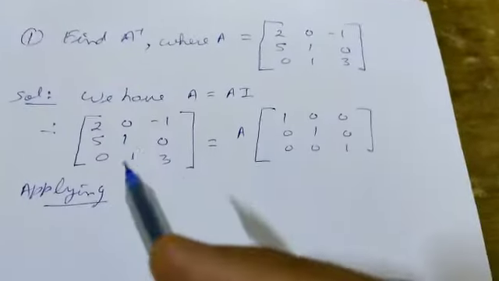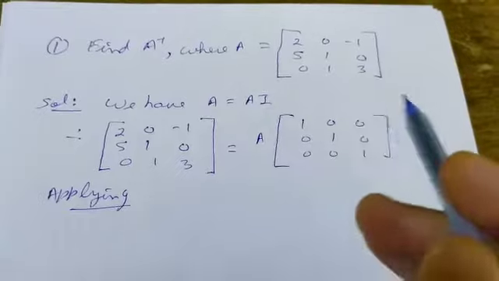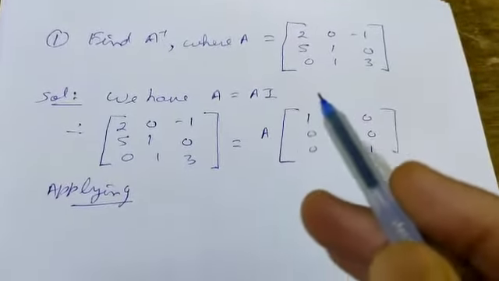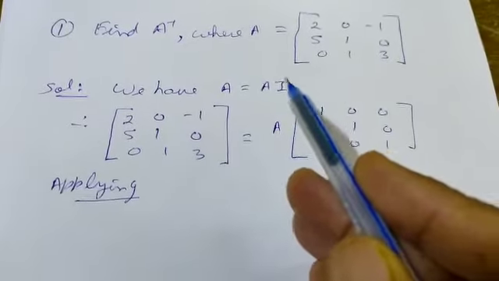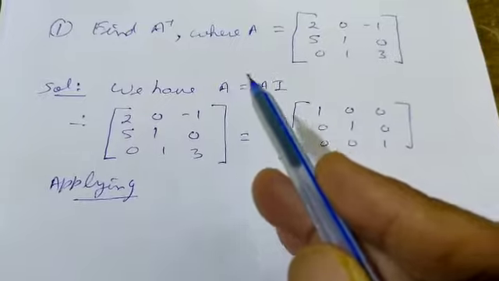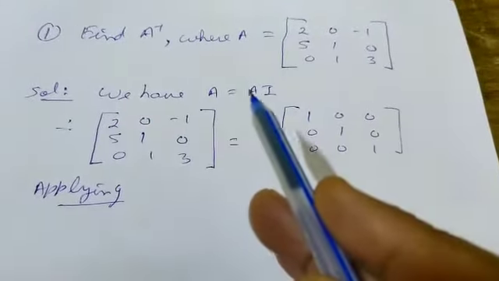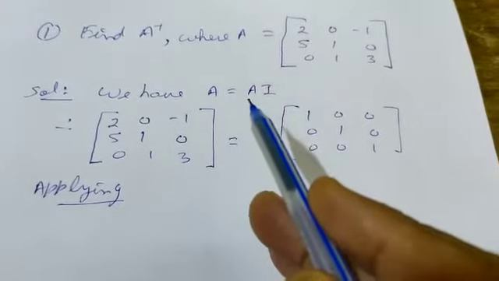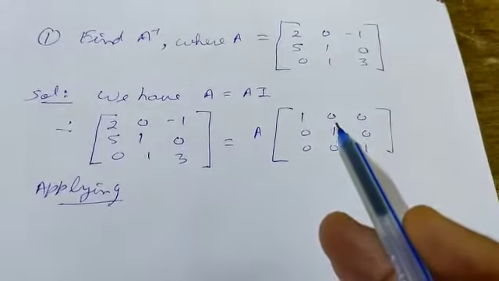In this video, we'll learn how to find the inverse of a 3 cross 3 square matrix. Now we know that since I is an identity matrix, multiplying I with any matrix will give us back the same matrix. So A into I will be A. Now for column transformation, we'll write A as A equal to A into I.